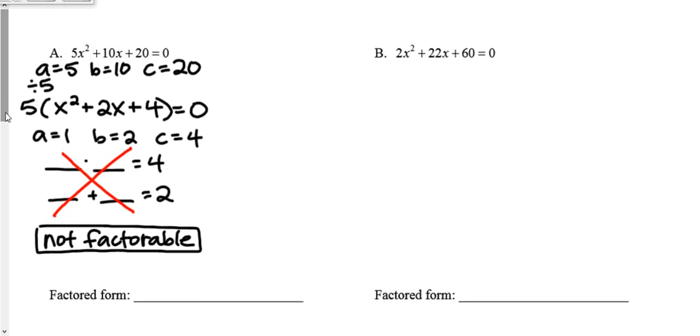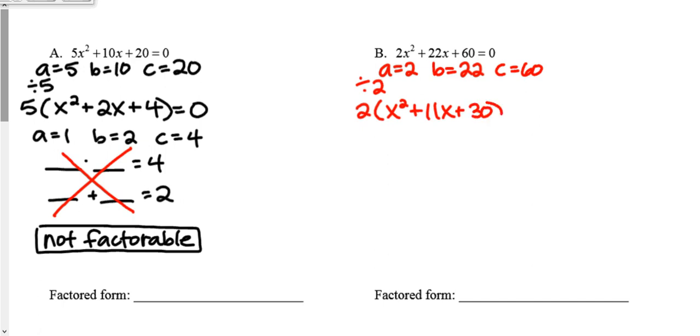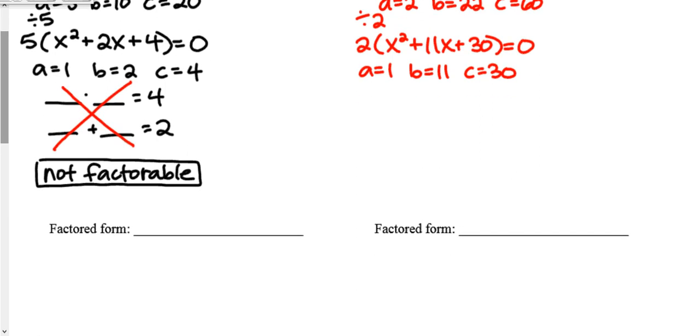All right, so on B, we have A is 2, B is 22, and C is 60. Look for a GCF, they're all divisible by 2. So we have a 2 on the outside, which would give us x squared plus 11x plus 30. So our new A, B, and C values, A is 1, B is 11, C is 30. So we're going to find two numbers that multiply to A times C, which would be 30, and also add to give us B, which is 11.